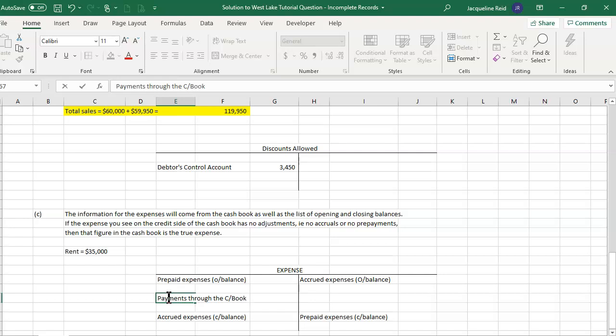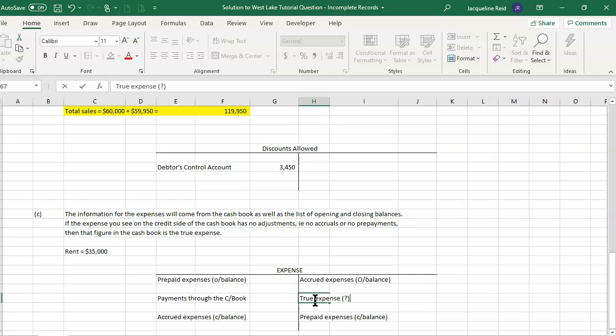So you're going to debit these payments in the expense account because in the cash book they are credited. So it means, therefore, that the true expense, which is the balancing figure, will have to be found, always found, on the credit side. Okay? So this is my template, and I'm going to copy it 3 times. One for the wages, one for the office expenses, and one for the rates.